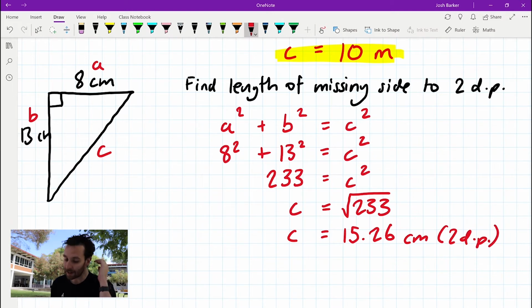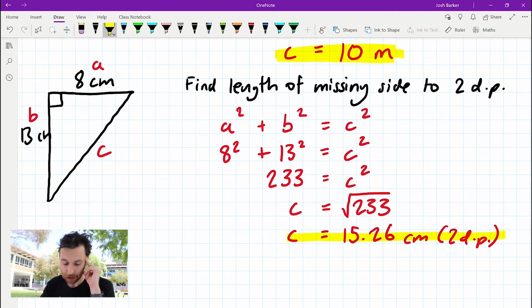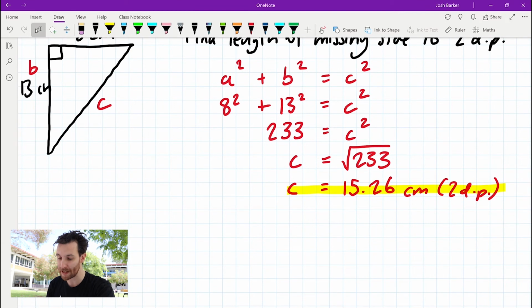Cool. And this is a pretty good opportunity to check that your answer makes sense as well. So don't forget that the hypotenuse is the longest side. So 15.26 centimeters should be obviously longer than 13 and 8, which it is. So that seems like a pretty sensible answer to me.